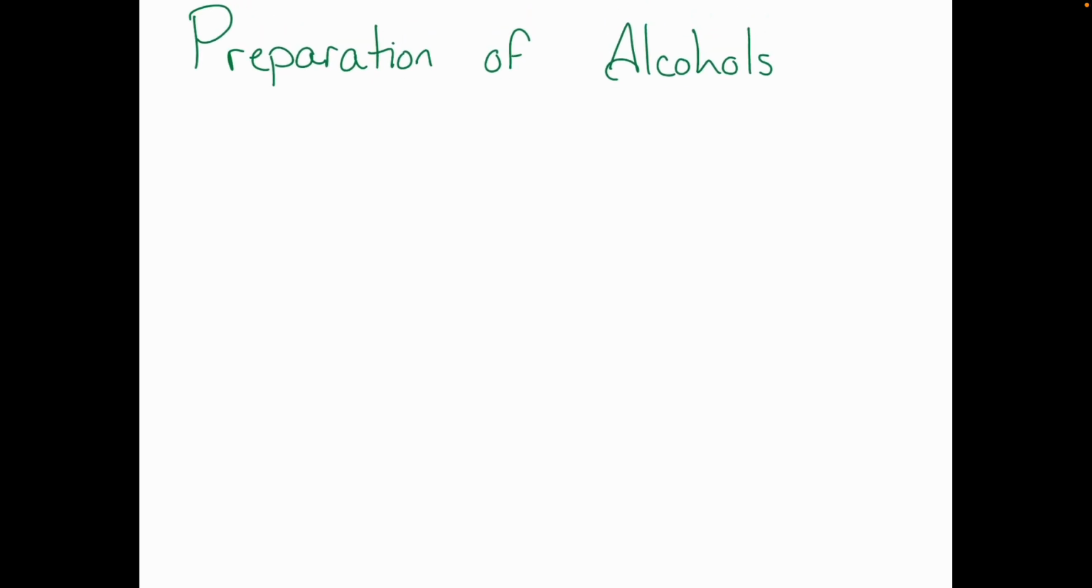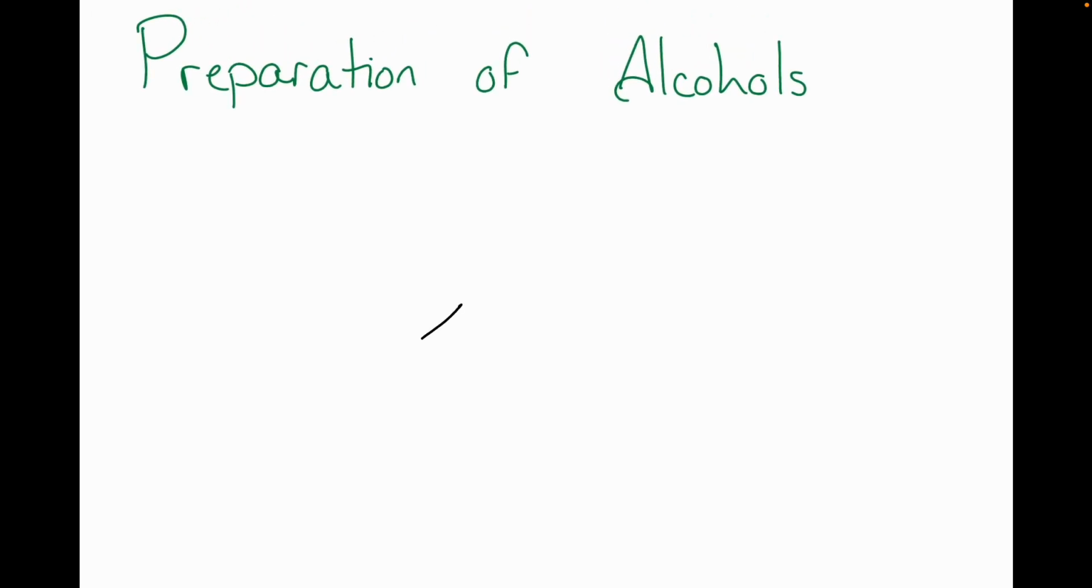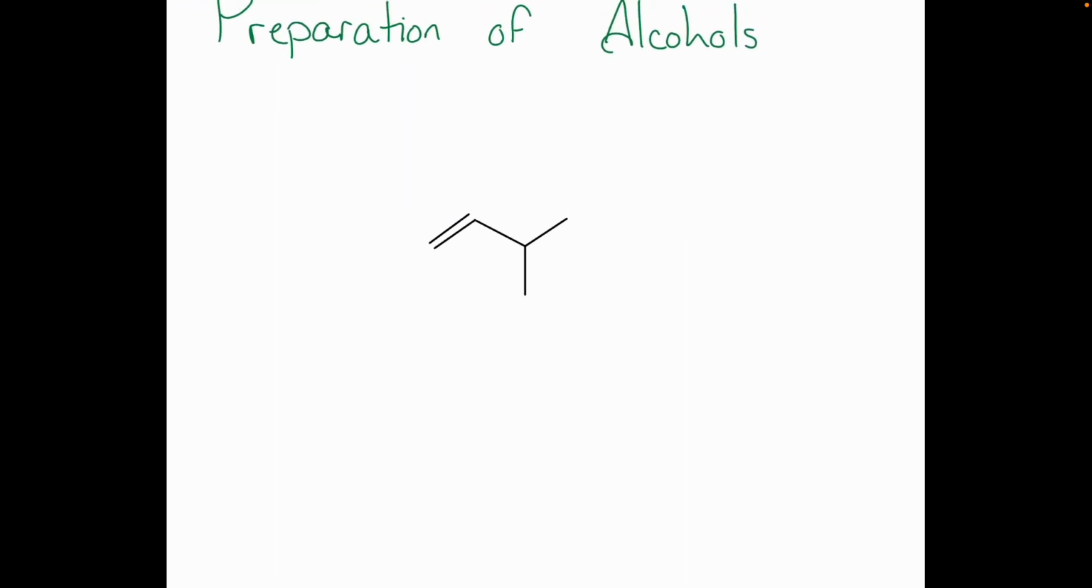All right, and the first was using this very reactive functional group, which we actually started the course talking about reactions with, and those are alkenes. There are a few different methods that we have for preparing alcohols from alkenes. All right, we have five of them. I'm going to use this particular example to illustrate three.